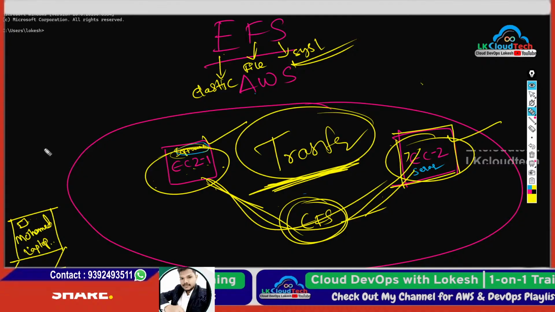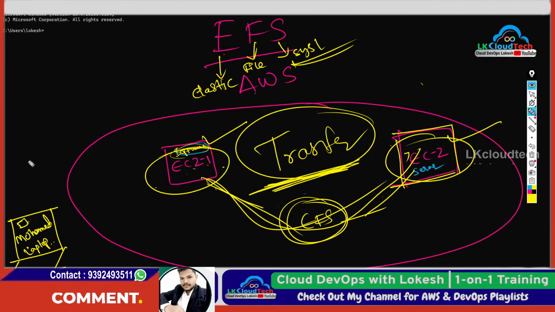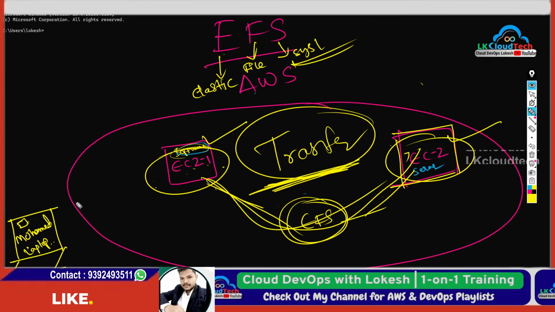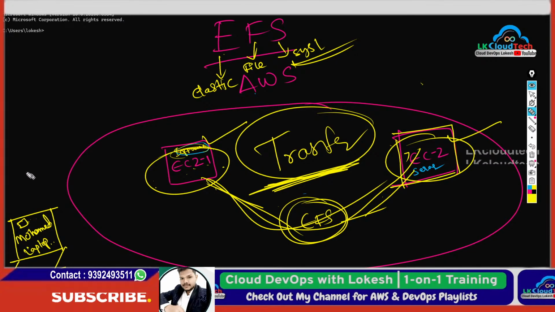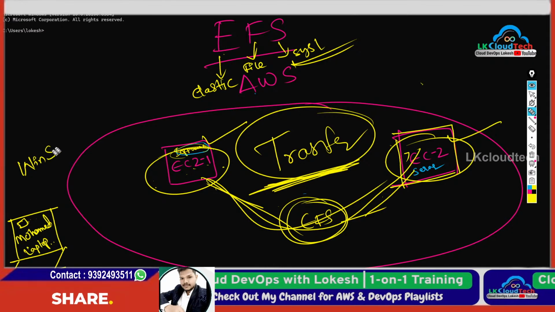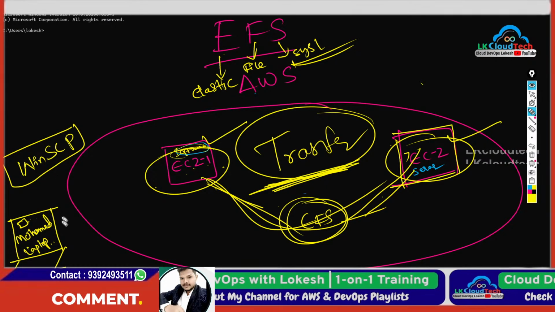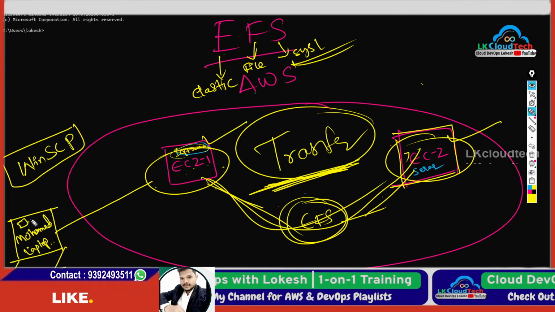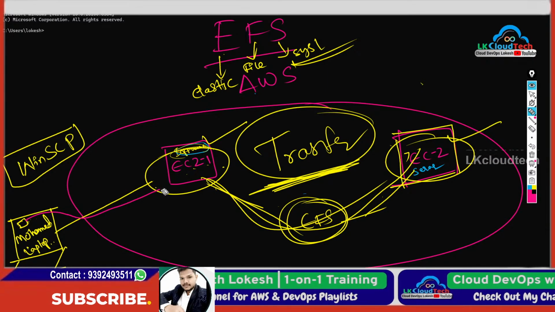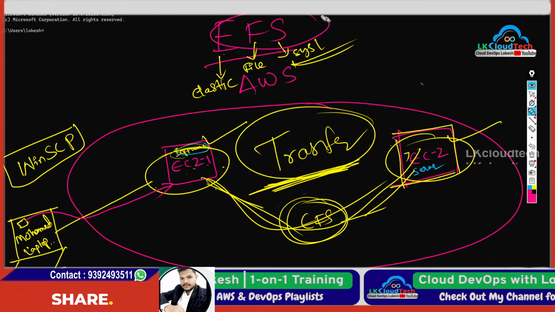There are different tools. WinSCP is one tool. If your laptop is Windows, by using this tool WinSCP, you can connect with EC2 and share this file to EC2.